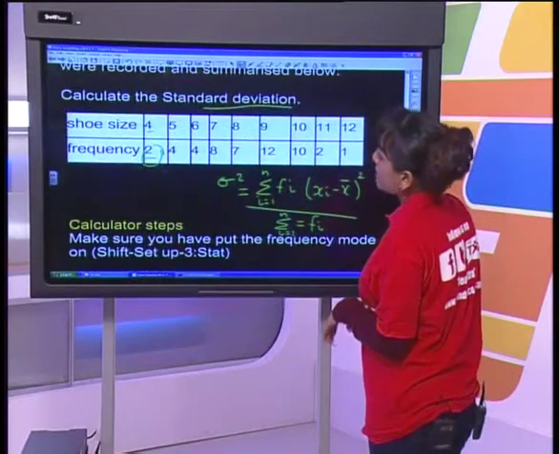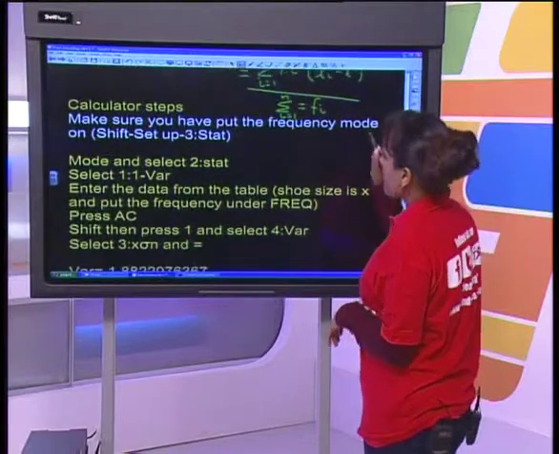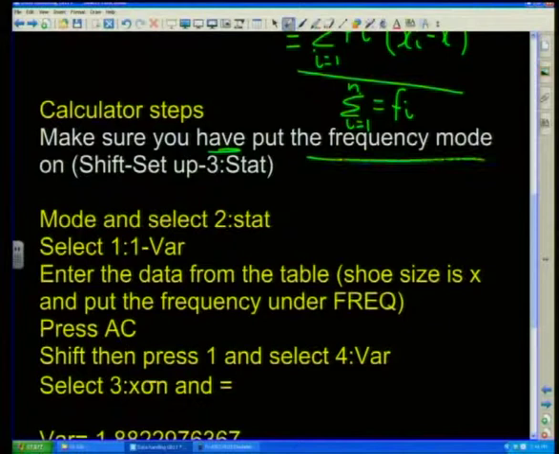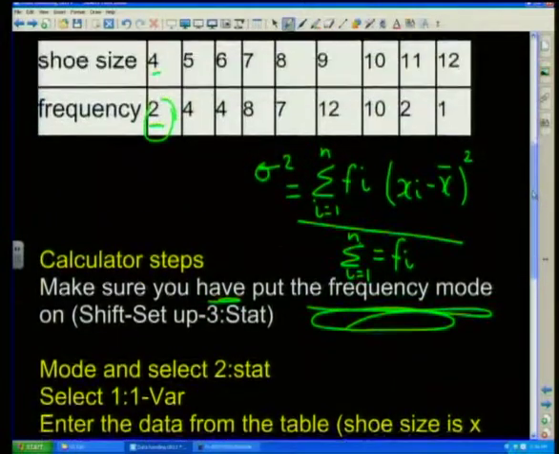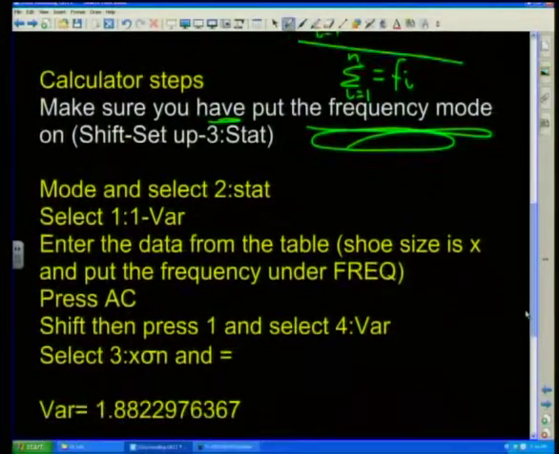So we've got our table with all our shoe sizes. Here are our calculator steps. A very, very important thing is you have to make sure that you put the frequency mode on. Now guys, this is important because remember all the data is given to you with frequencies. So they're telling you how often that specific size happens. So we need to have a column for frequency on the calculator. So we need to put the frequency mode on. First thing to do. How do you do that?